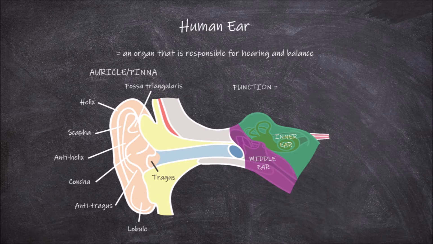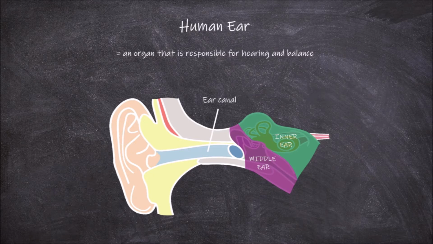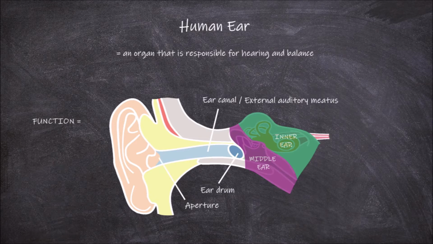The function of the auricle is in capturing, amplifying, and directing sound from the external environment towards the ear canal. The ear canal, also known as the external auditory meatus, is the tube that goes from the outside of the ear, ending with the eardrum. The entrance to the ear canal is called the aperture. The function of the ear canal is as a pathway for sound to go from the auricle to the eardrum.